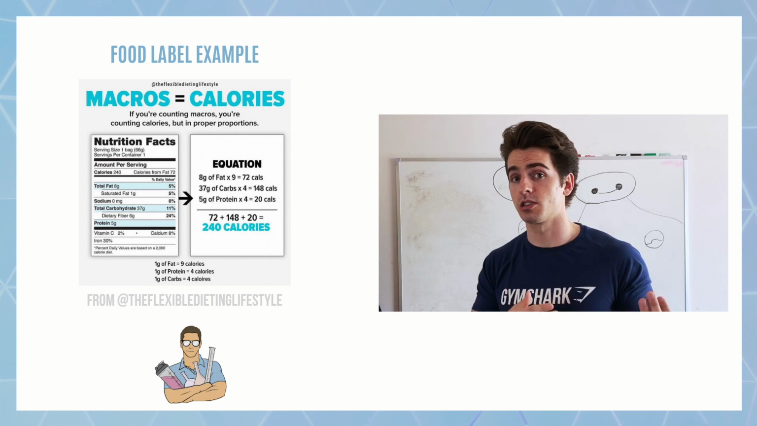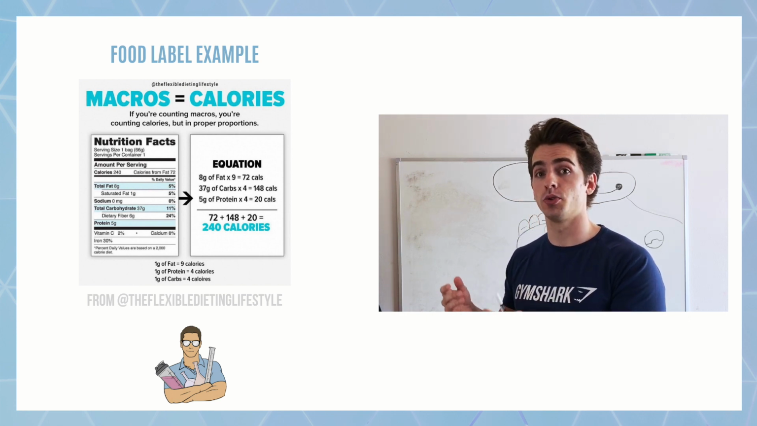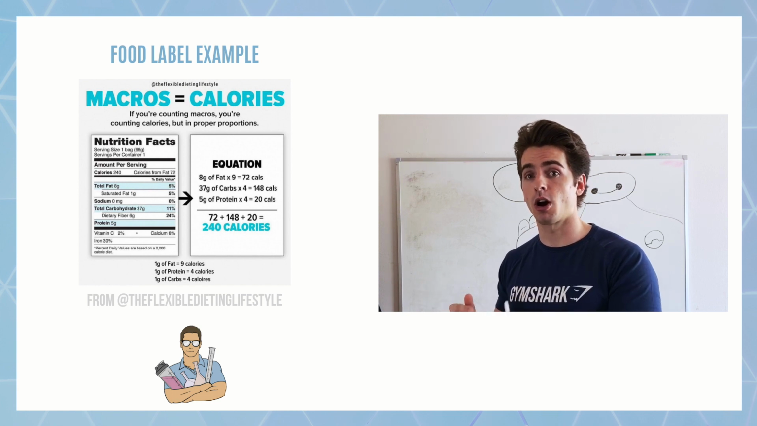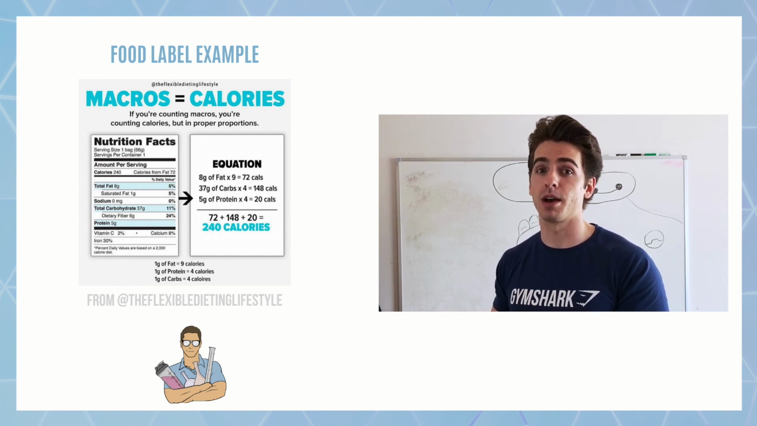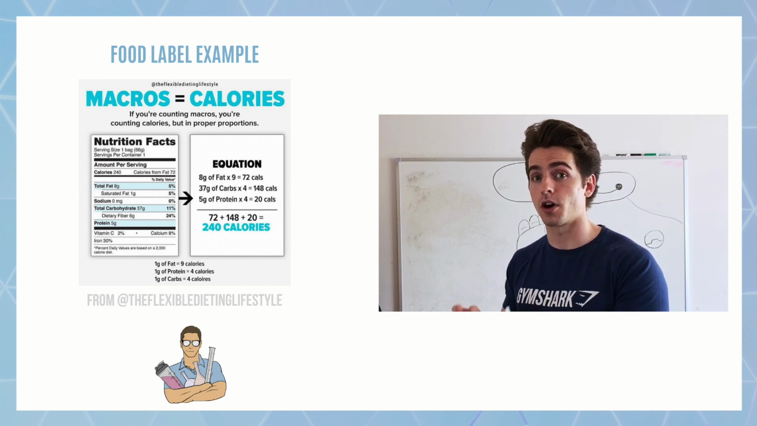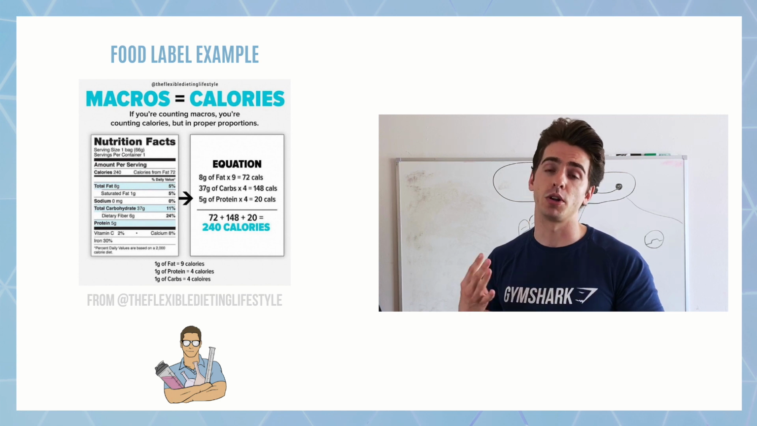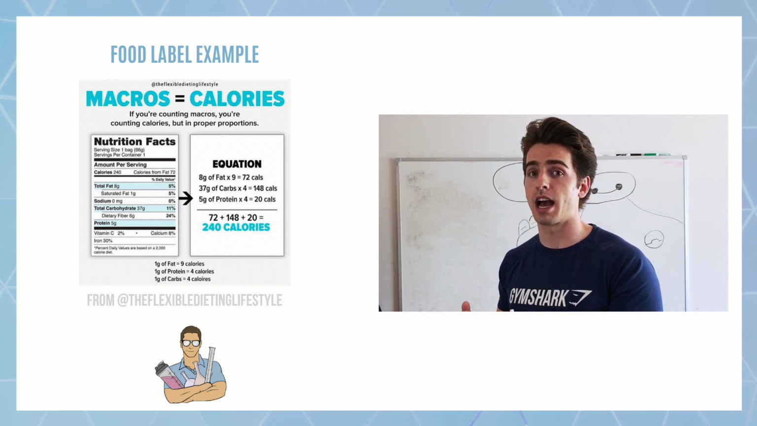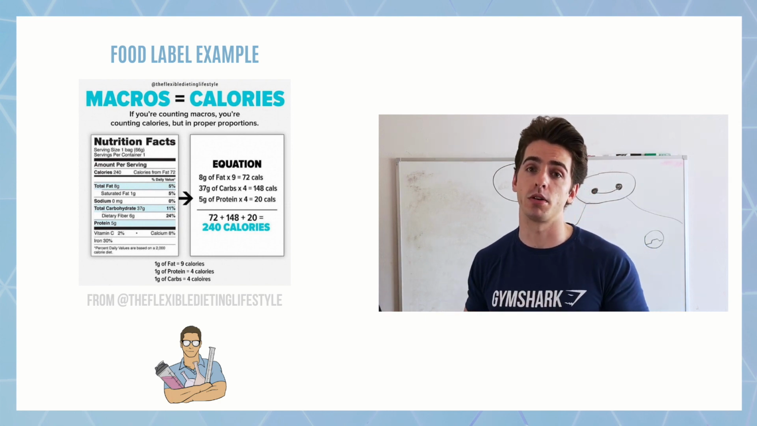So based on what we just learned, we would multiply that by 9 calories per gram to get 72 calories. Same thing if we go down to carbs, we have 37 grams of carbs times 4 calories per gram, and that would give us 148 calories for carbs. And then last one would be protein. So we have 5 grams of protein, multiply that by 4, and we would get 20 calories. Then we go ahead and add all those values up, and that's how you get to 240 calories.